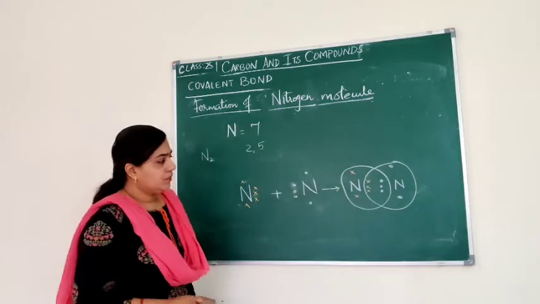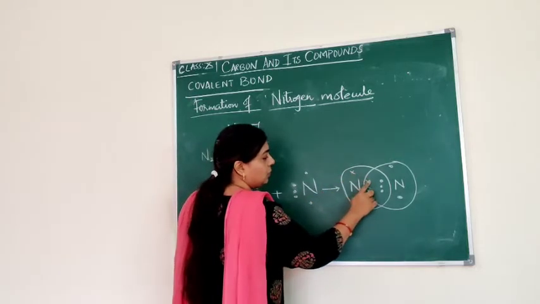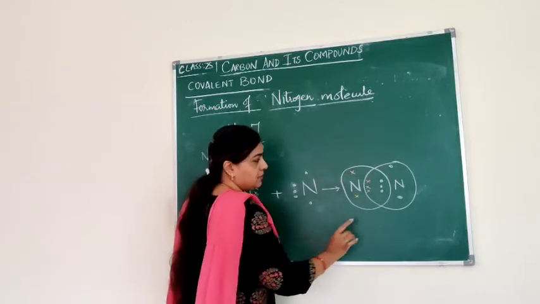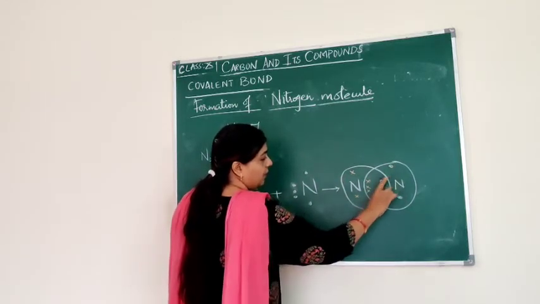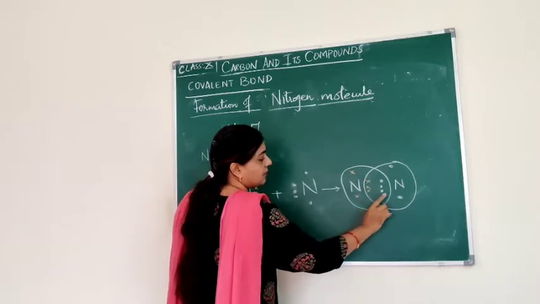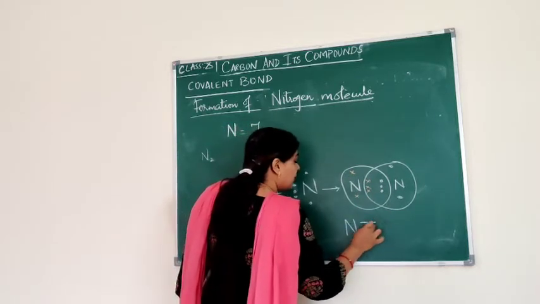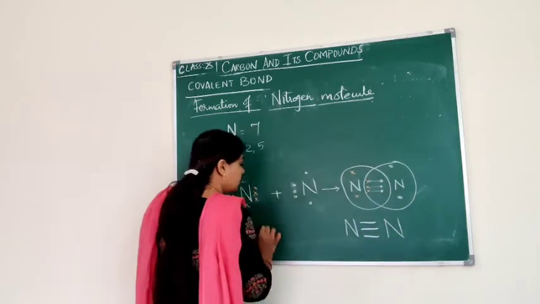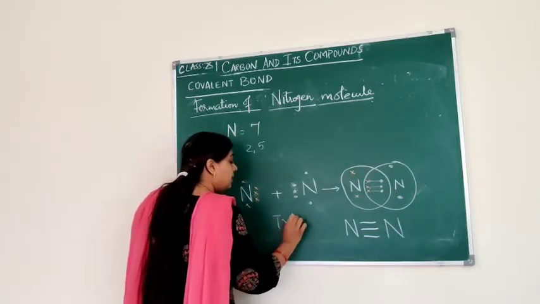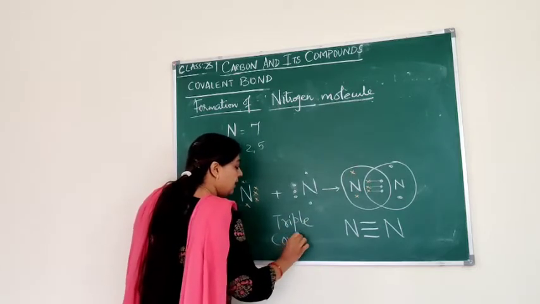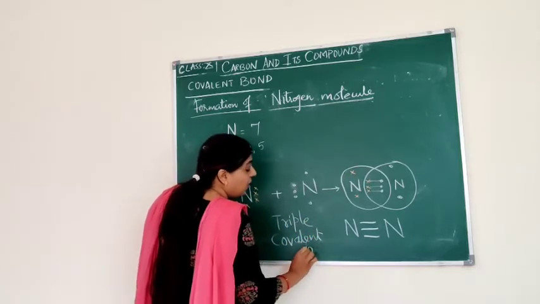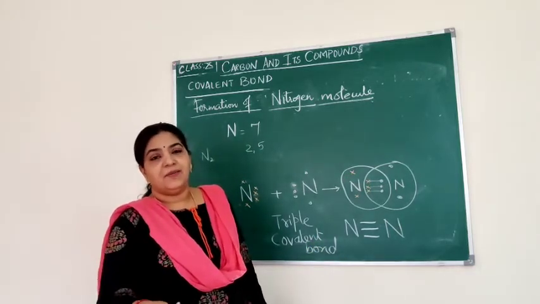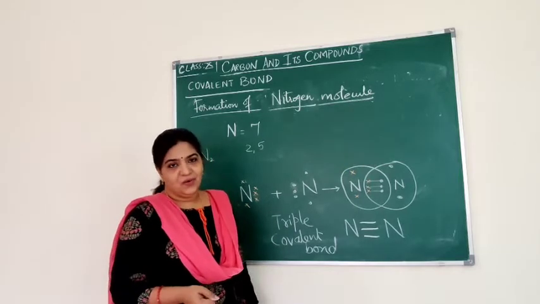Now we check. See, 1, 2, 3, 4, 5, 6, 7, 8. So it has become stable. This nitrogen, 1, 2, 3, 4, 5, 6, 7, 8. So how many electrons have they shared? They have shared 3 electrons. So it has formed a triple covalent bond. All these are important: single covalent bond, double covalent bond and triple covalent bond.